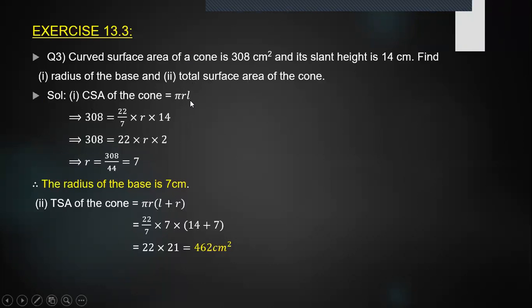So CSA of the cone is pi r L. That is going to lead to 308 equal to 22 by 7 into r into 14. Now what we observe here is that 14 can be cancelled with 7, leading to 2. And after the calculation is done, r is going to be equal to 7. So the radius of the base is 7 centimeters. The total surface area of the cone is equal to pi r into L plus r. Put the values, all values are now known, which is going to give the TSA of the cone as 462 centimeter square.